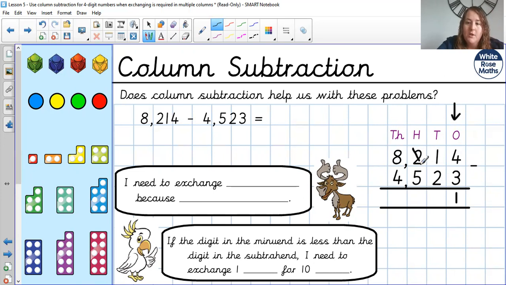So I cross out my 2, I leave a 1, and I pop my 1 in my 10. So I now have 11 tens. And 11 take away 2 is 9.